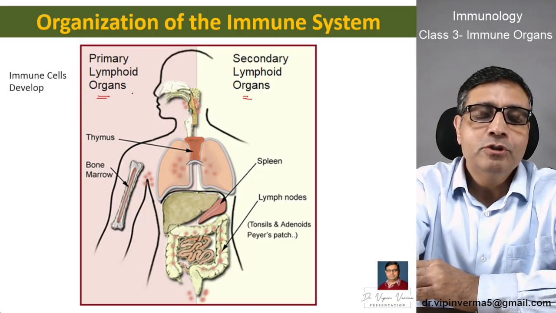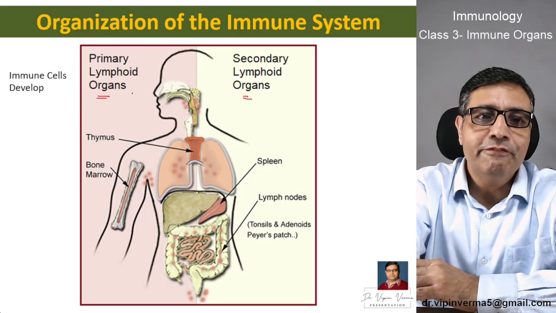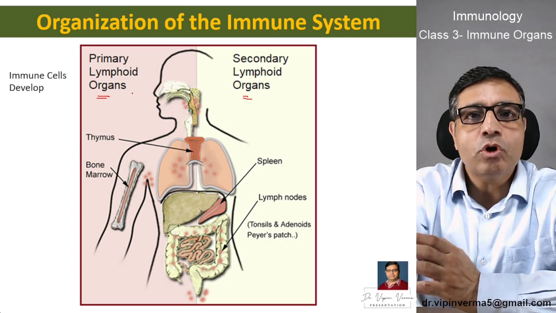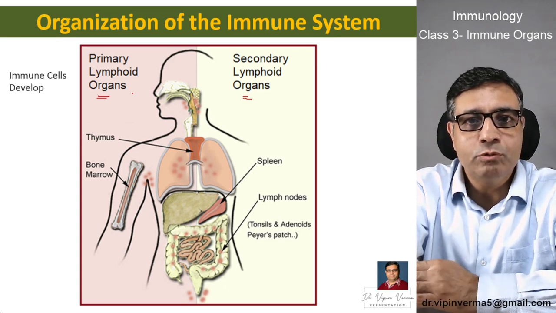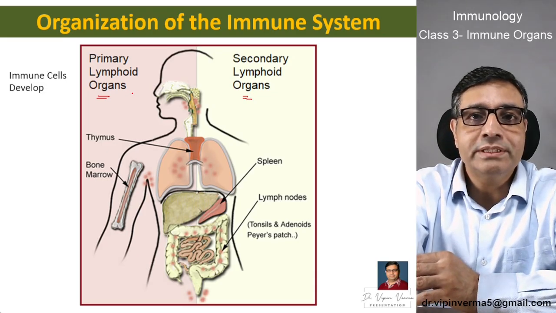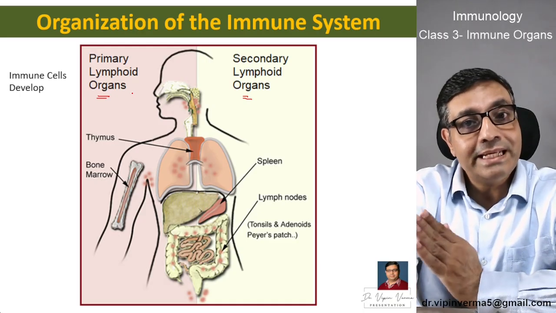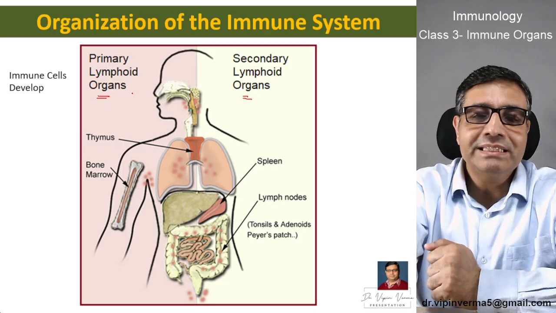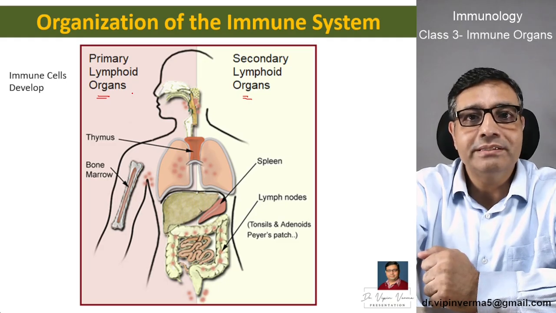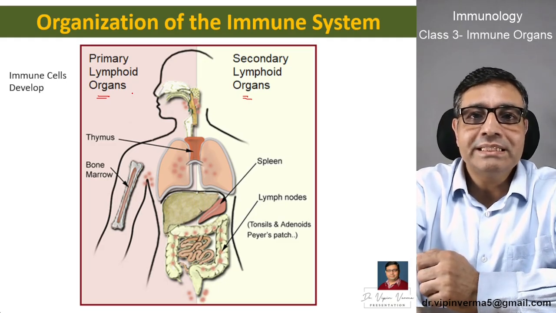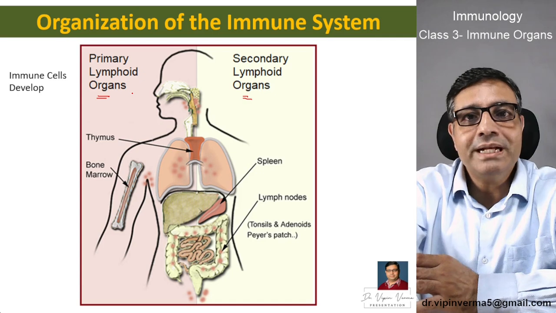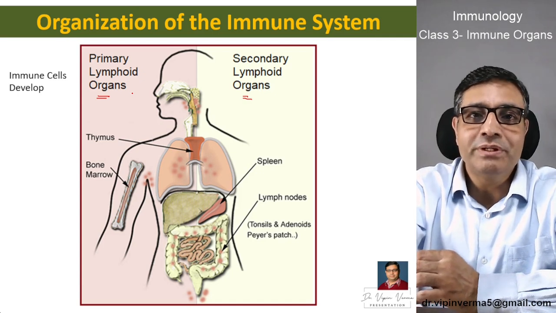Let us check. Primary lymphoid organs are the organs which develop the immune cells. You can understand these organs as police training institutes or army training colleges where our soldiers or policemen are trained. In the same manner, our immune cells are developed in the primary lymphoid organs, and these are the organs where our immune cells get ready, they get training, they get the environment, everything, so that they can mount an appropriate immune response.